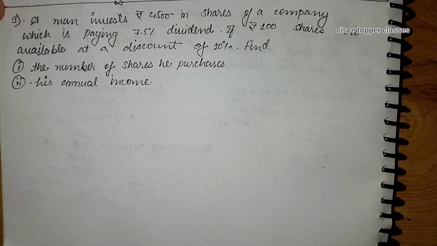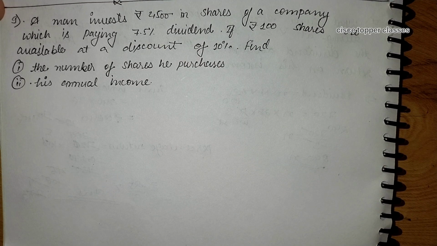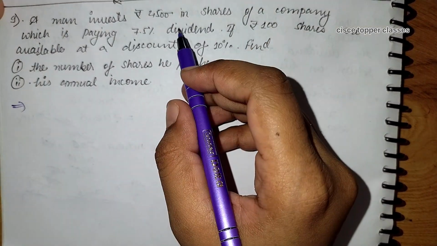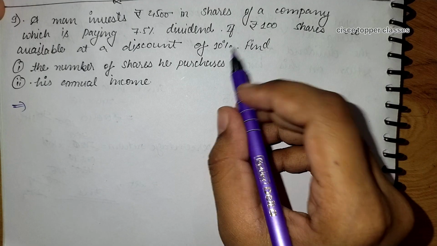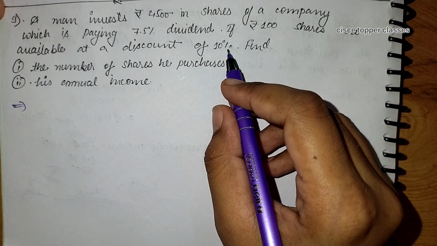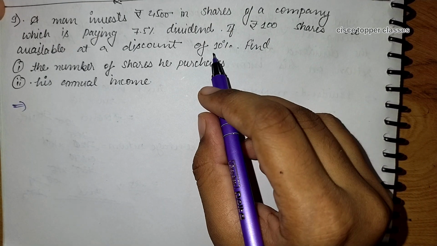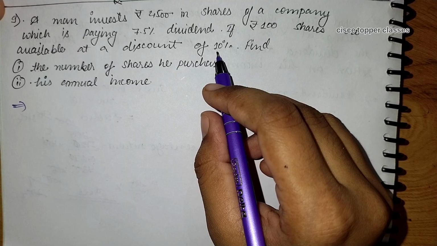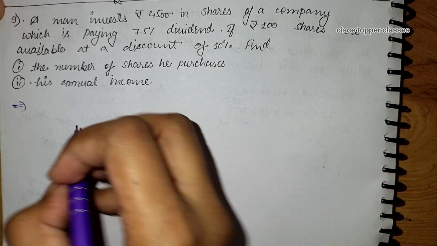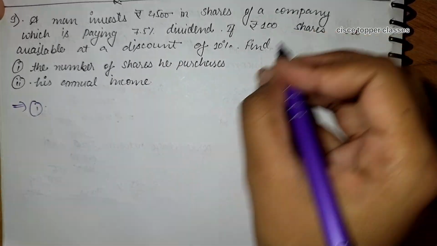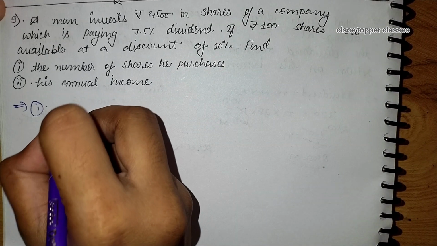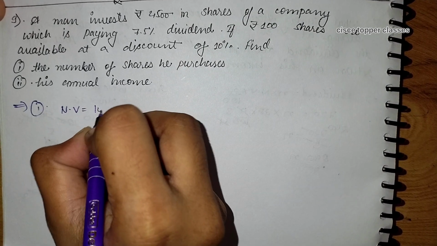A man invests rupees 4500 in shares of a company which is paying 7.5% of dividend. Of rupees 100 shares are available at a discount of 10%. Then find the number of shares here. So here investment is given to us and the shares discount is given to us. So from that discount only we will find the market value here, and from that market value we will find the number of shares. So in the first part, from that we will find, this is the nominal value given to us as rupees 100.